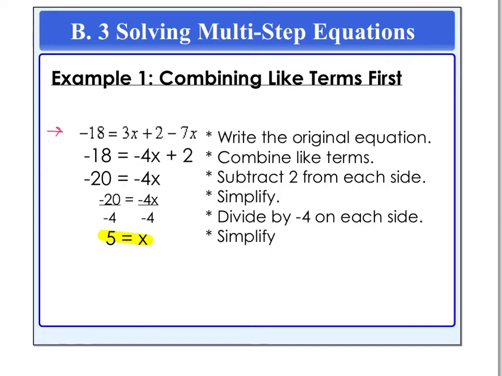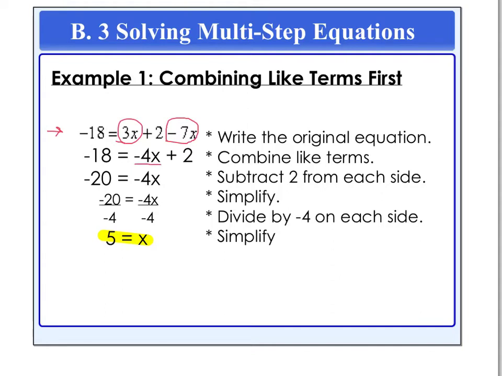It's negative 18 equals 3x plus 2 minus 7x. So we've got the original equation. The first thing that we want to do is combine our like terms. So if you notice here, we have 3x that can combine with a negative 7x. And know that things can only combine if they're on the same side of the equal sign. So since these two are on the same side, I can say that 3x minus 7x gives me a negative 4x.